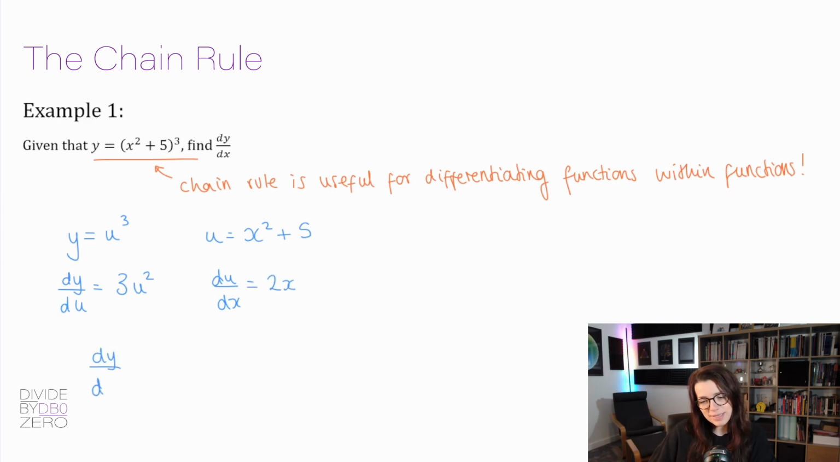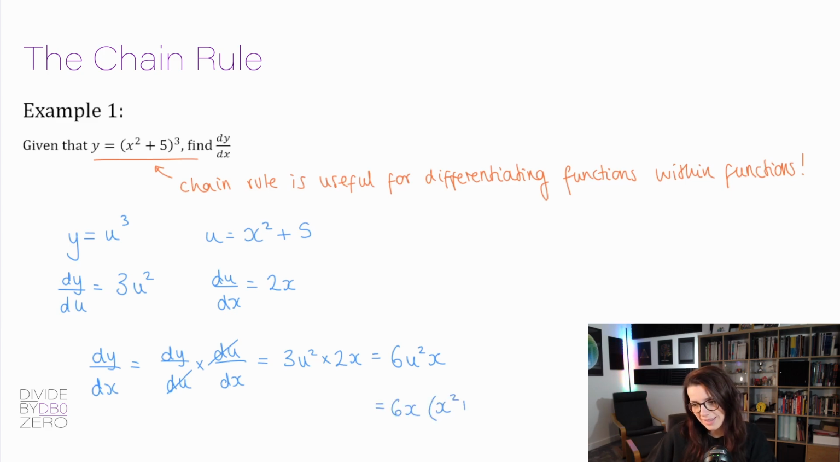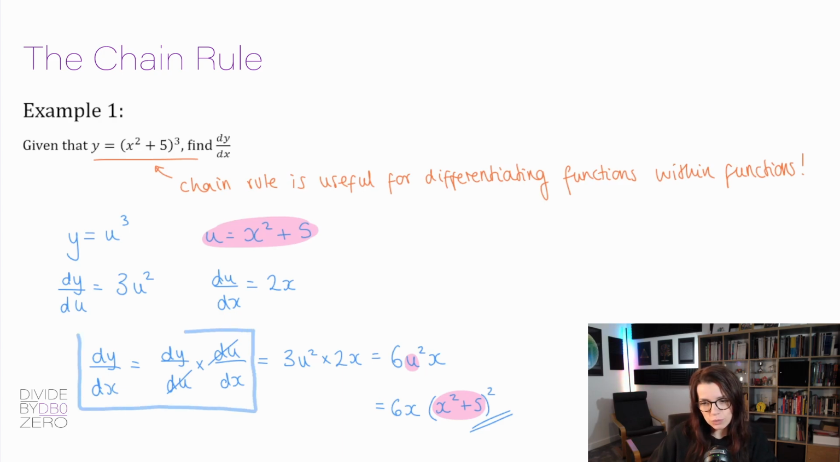Chain rule then says that dy/dx is equal to dy/du times du/dx. Remember, because the du's cancel out. And then all we need to do is times those two expressions together. So 3u squared times 2x. That simplifies to 6u squared x, but that's not our final answer because we need to replace the u with the expression that we said it was earlier. So final answer will be 6x times (x squared plus 5) squared. And that's because we've replaced the u with x squared plus 5 again. Just to recap, this was an example of the chain rule because we used the chain rule here.